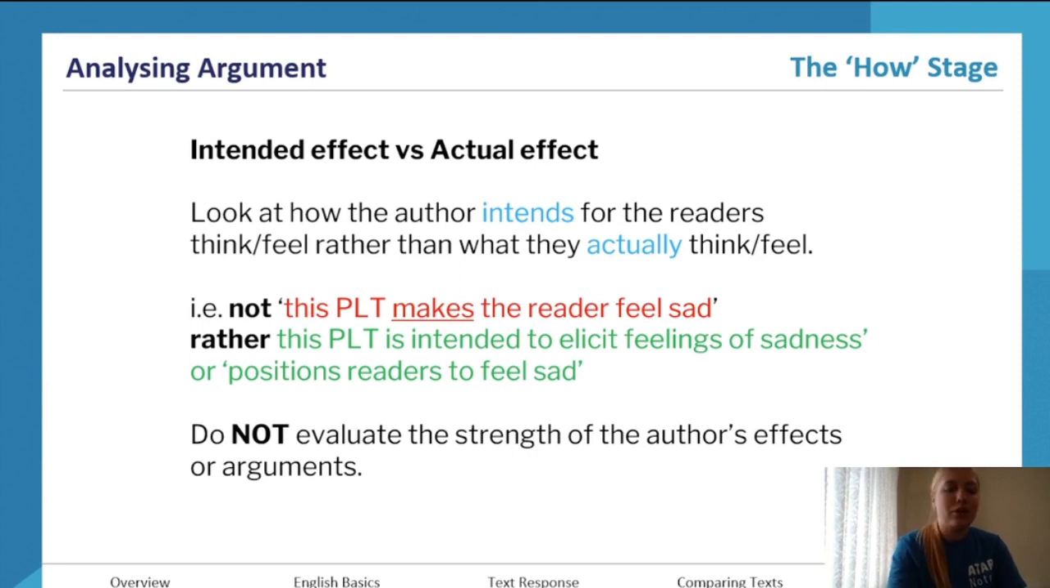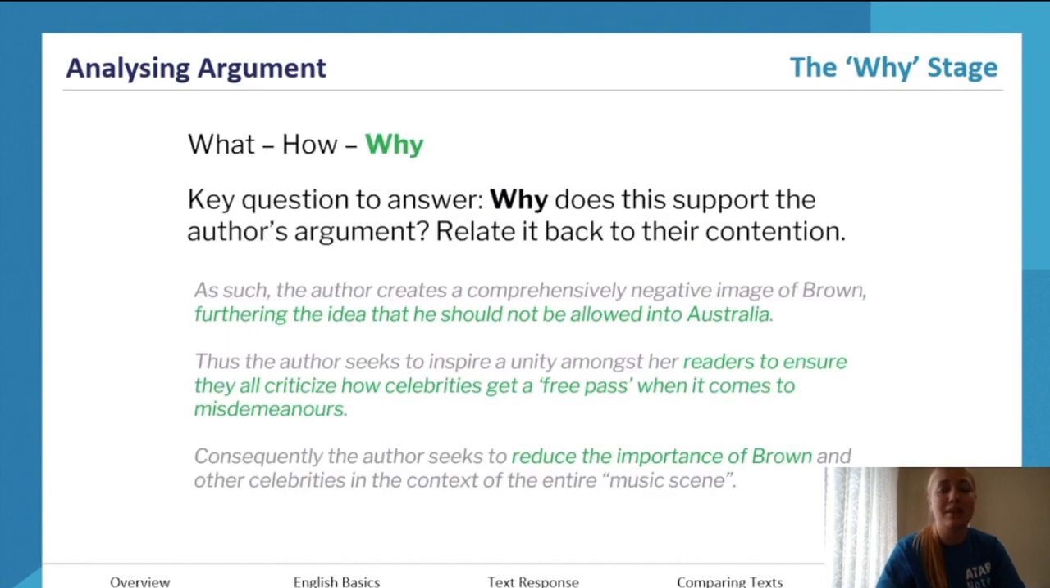So what not to do. This persuasive language technique makes the reader feel sad. And what to do. This PLT is intended to elicit feelings of sadness. So it tries to, or positions readers to feel sad. It tries to position them that way, right? So don't evaluate the strength or the merits or the effectiveness of the author's arguments and the language that they use and the PLTs that they use.